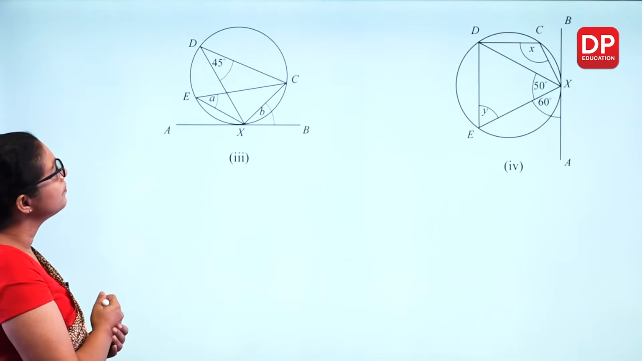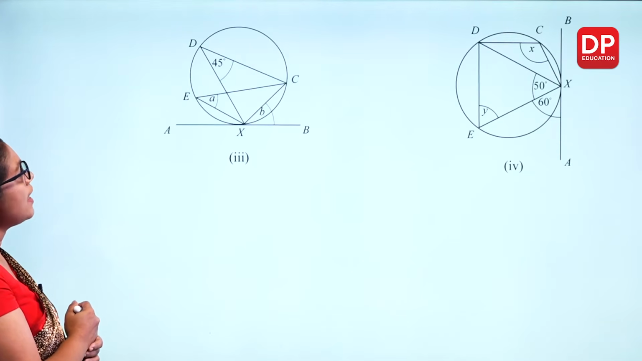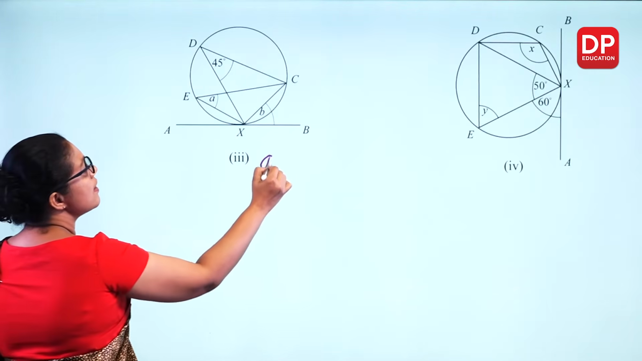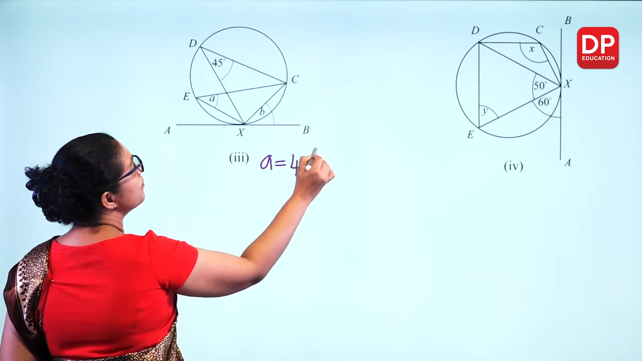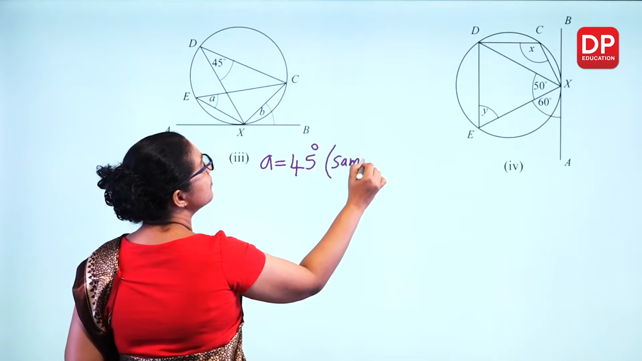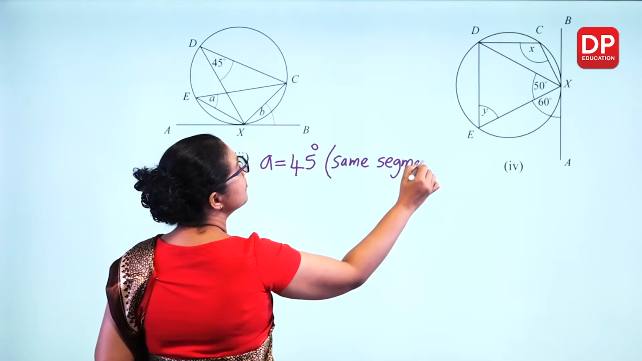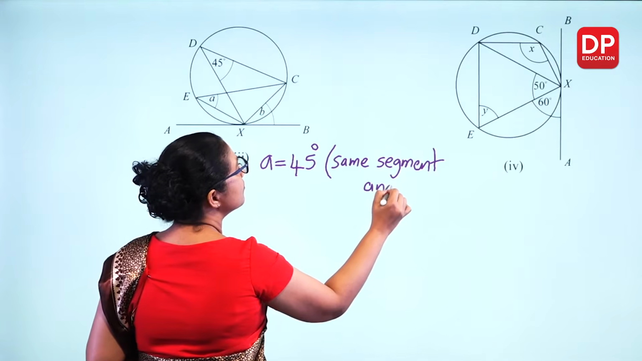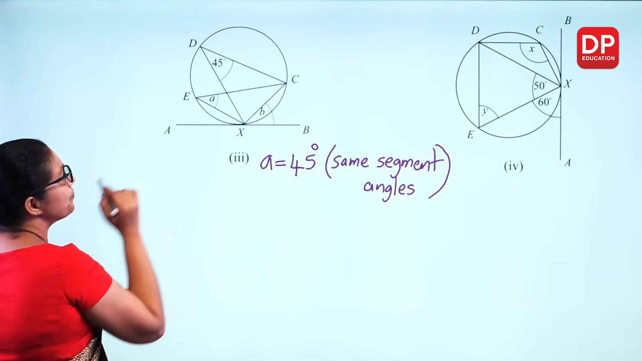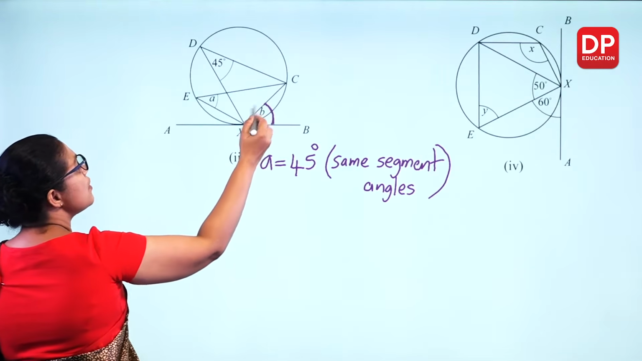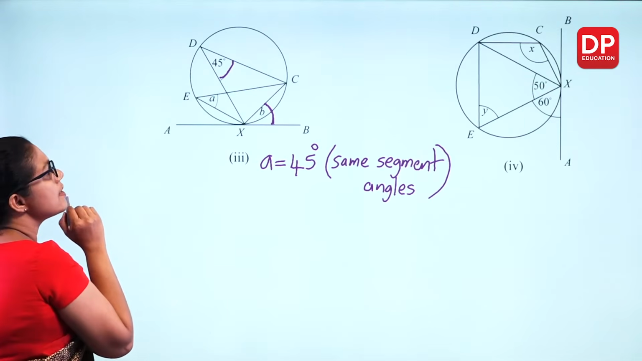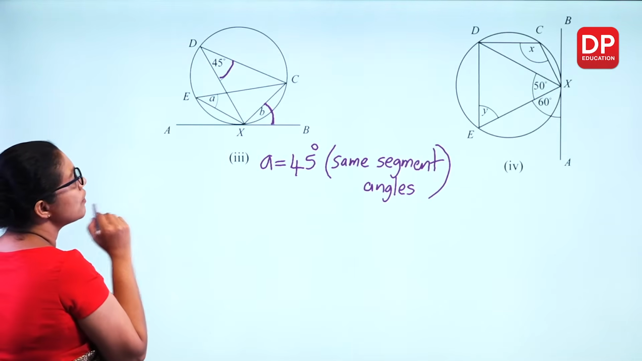Part 3. Look at carefully, you are asked to find A and B. A equals 45 straight away. What's the theorem? Same segment angles are equal. Then what's B? This B is the angle between the chord and the tangent. That's equal to the alternate segment angle. So 45.